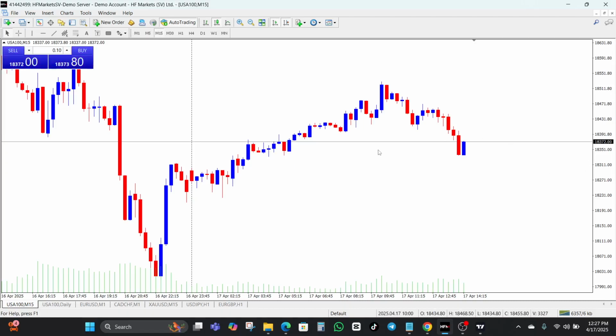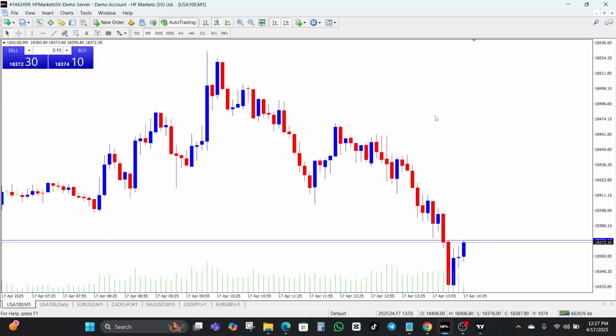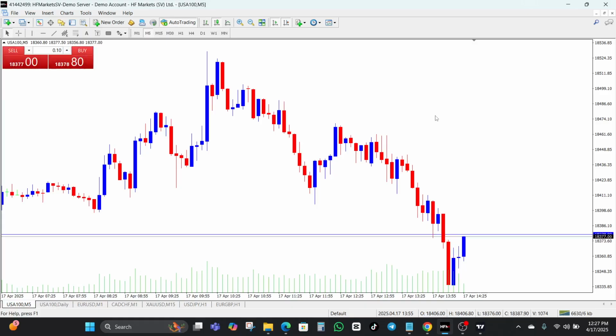For step one, you need to understand time frame and session. This is a scalping strategy, so we are focused on the 1 minute and 5 minute charts. The ideal time to trade this strategy is around the New York session open. That's when volatility spikes, spreads tighten, and momentum becomes more predictable.